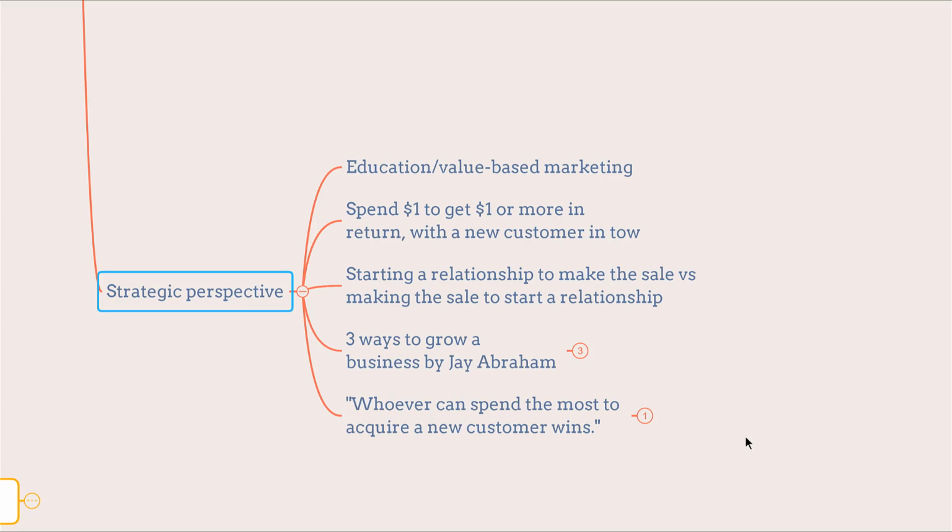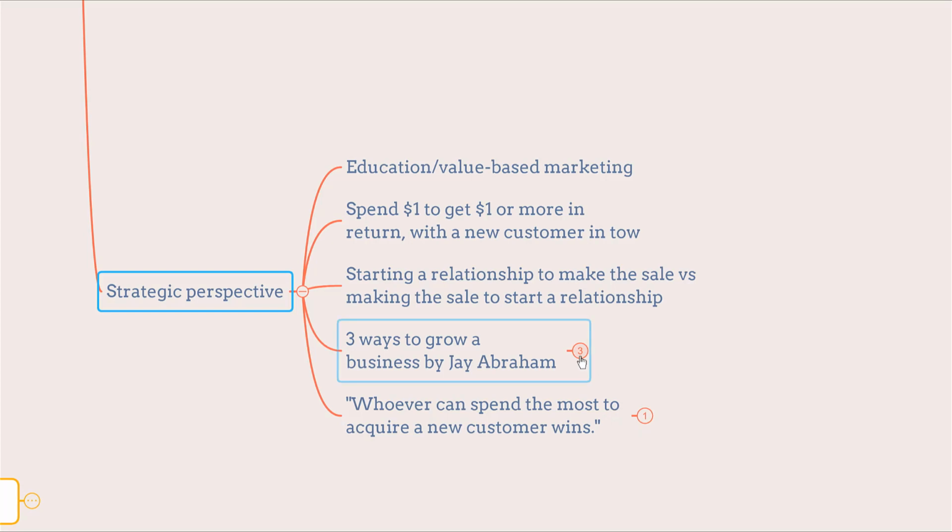And also, you want to consider starting a relationship to make the sale versus making the sale to start a relationship. I personally recommend starting a relationship to make the sale, because nobody wants to be sold to the first time that they encounter you.